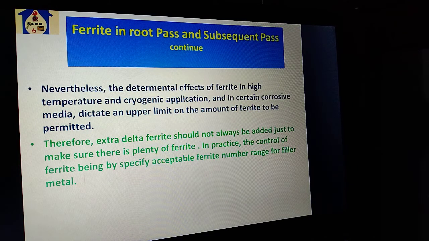Nevertheless, the detrimental effect of ferrite in high temperature and cryogenic applications and in certain corrosive media dictates an upper limit on the amount of ferrite to be permitted. Therefore, extra delta ferrite should not always be added just to make sure there is plenty of ferrite. In practice, the control of ferrite is by specifying an acceptable ferrite number range for filler metal.